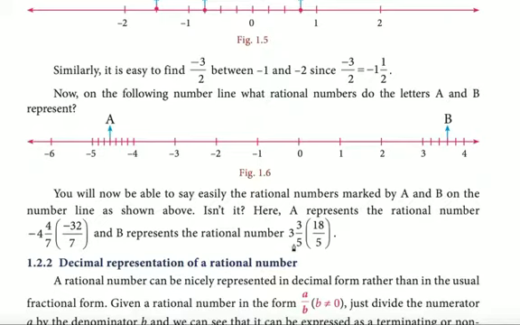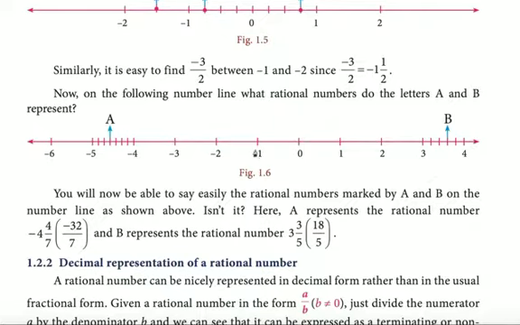Now following the number line, what rational numbers do the letters A and B represent? 1, 2, 3, 4, 5, 6, 7 divisions, right? And this is the fourth division. So minus 4 by 7 is A. What about B?